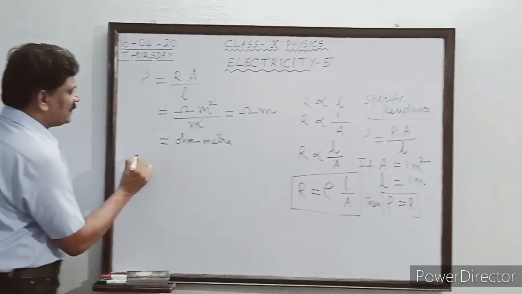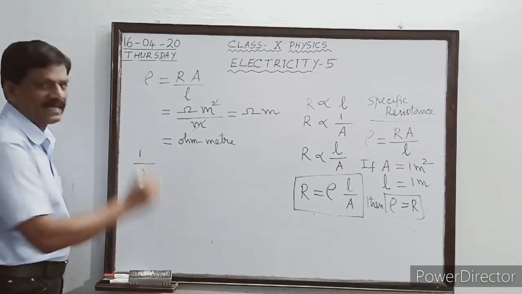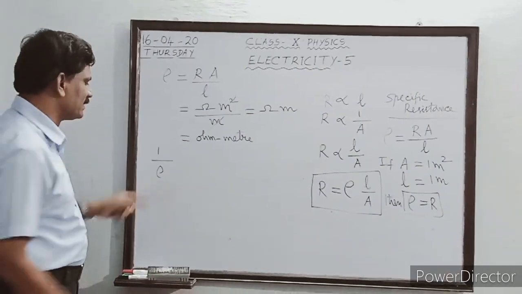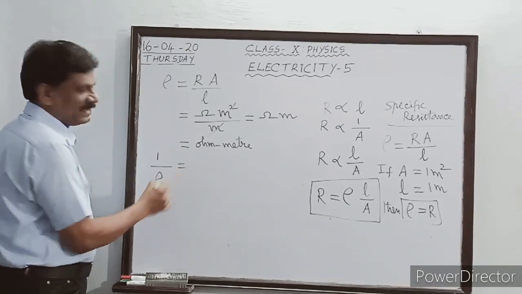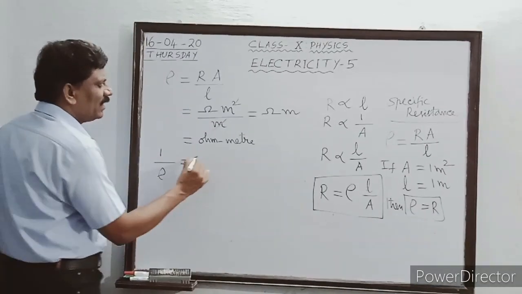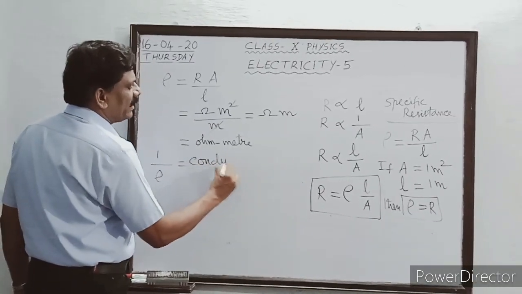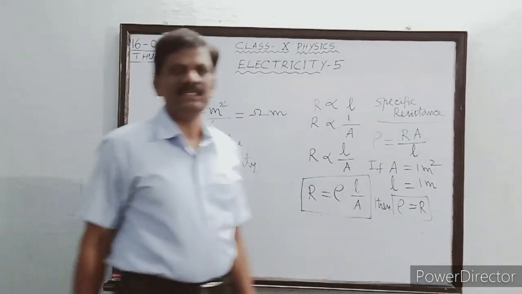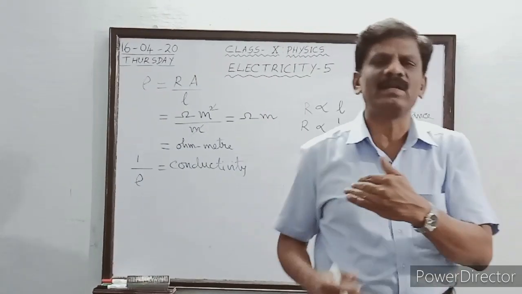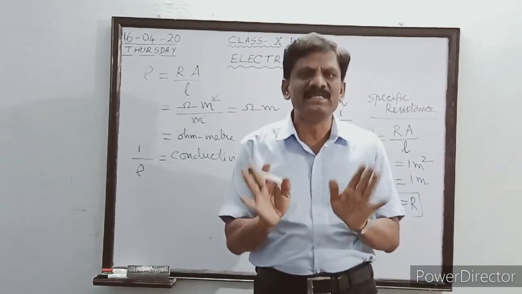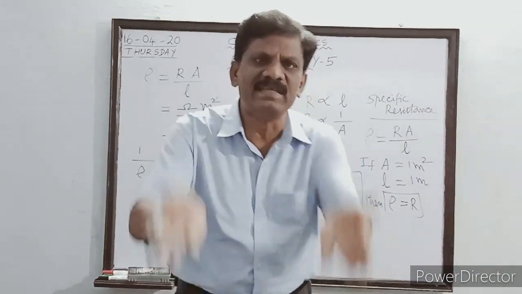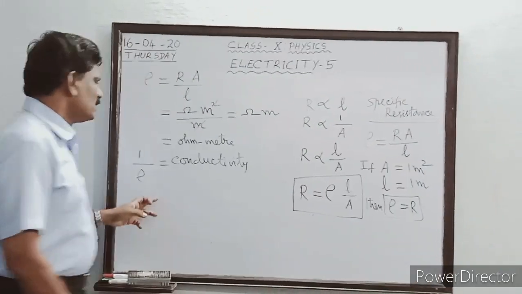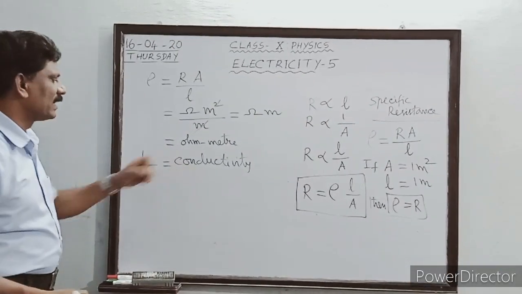If you take the reciprocal of specific resistance, this is 1 by resistivity. 1 by resistivity is called as conductivity. The reciprocal of resistivity is called as what? Conductivity. Resistance means opposing, conduction means what? Sending the current. So you imagine what should be the unit for conductivity?